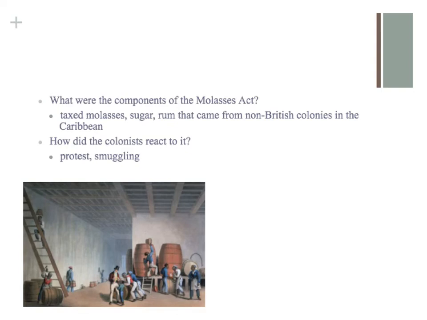So they passed the Molasses Act to put a huge tax on it in the hopes that the colonists would only buy sugar, molasses, and rum from British colonies in the Caribbean. So they're trying to keep them from buying it from the French. Kind of the same thing as far as the colonists reacting to it. It leads to growing mistrust, it leads to protest, and most importantly, it grows to smuggling, which is sneaking this stuff up from the Caribbean into the colonies.